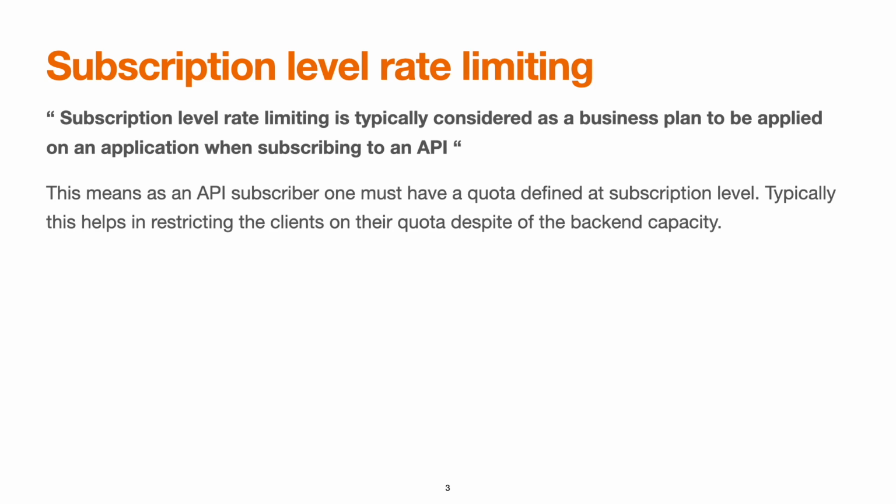So, subscription level rate limiting policy can be applied when an application is subscribing to an API. There are scenarios when an application is subscribing to multiple APIs, so we can define the quota during the subscription process. So, this tier visibility can be controlled via the publisher portal.